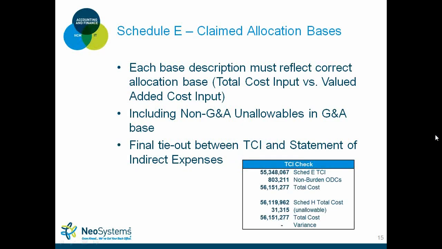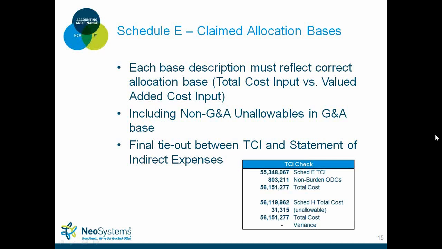Schedule E. This is where it all comes together, the pools and bases. One thing to point out is the base descriptions. This sounds simple, but this is an area where auditors really take a look, and they compare it against what is actually included in your base. So have the right description, especially when you're looking at the G&A base. Is it a total cost input or is it a value-added cost input? Ensure that you have the right description there.